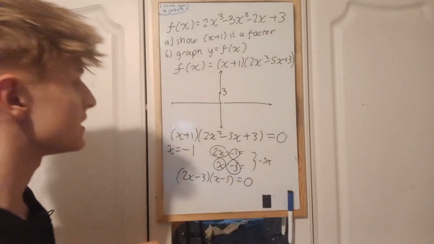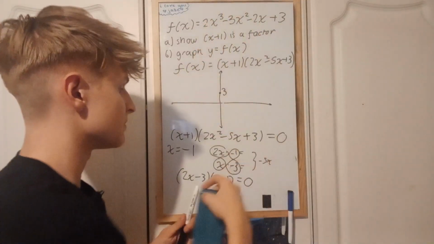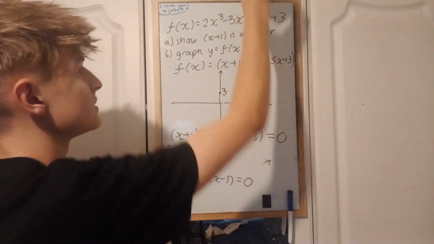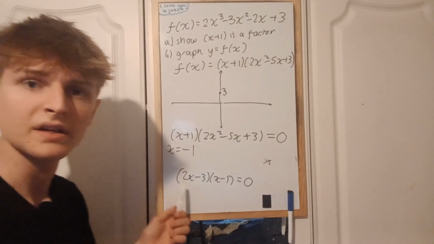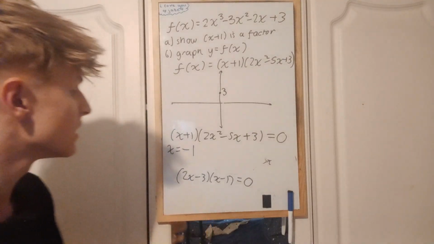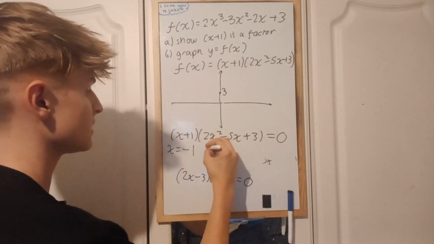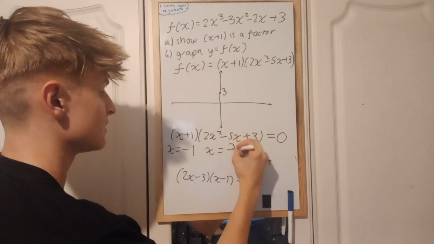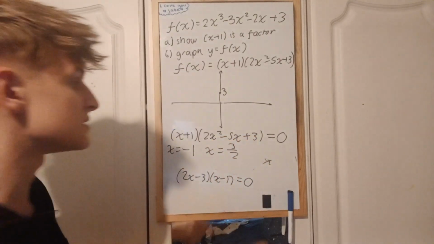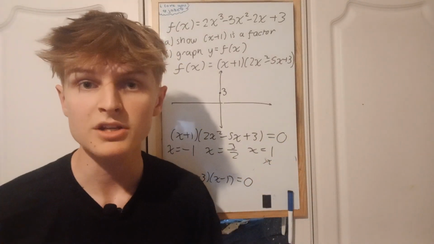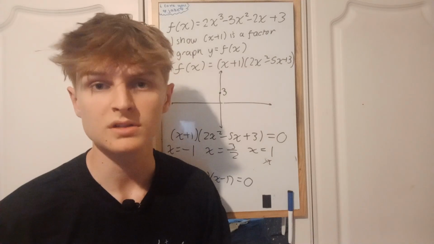And if we set that equal to 0, I'm going to give myself some space here. Then we just think, okay, this one equals 0 or this one equals 0. So if you do some mental maths, you're going to get x equals 3/2. And for this one you're going to get x equals 1. Smashing. So we've got all the information we need to start graphing our cubic.